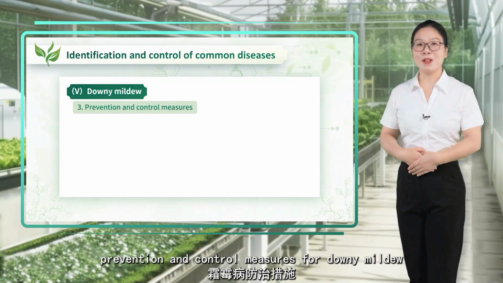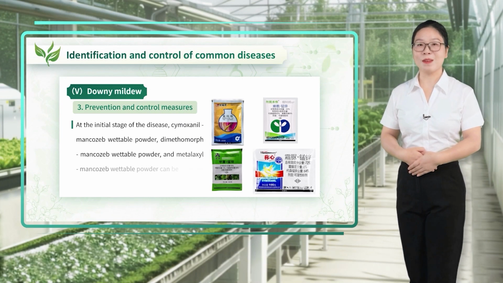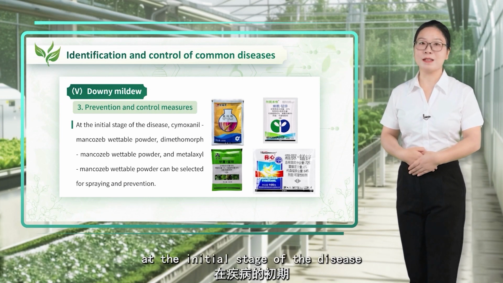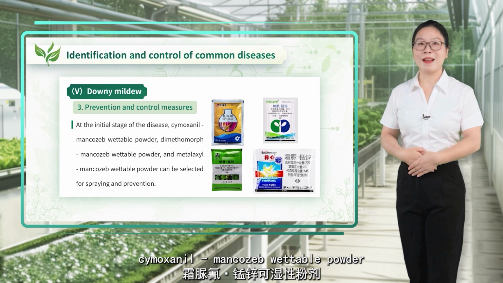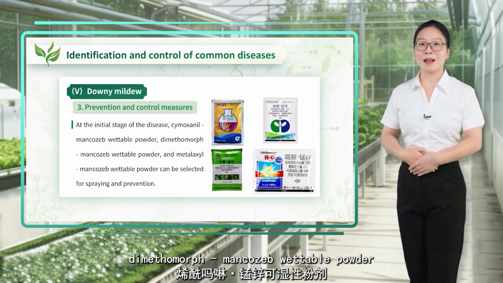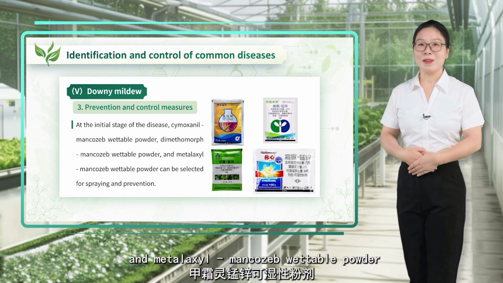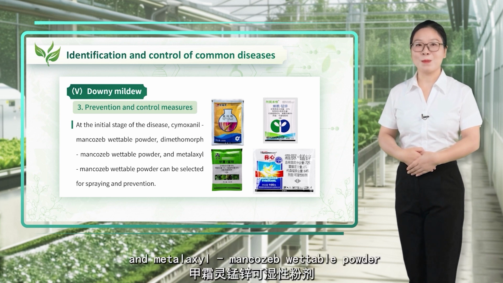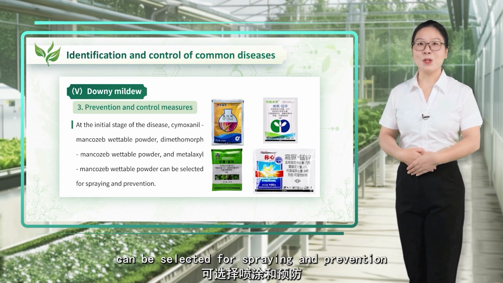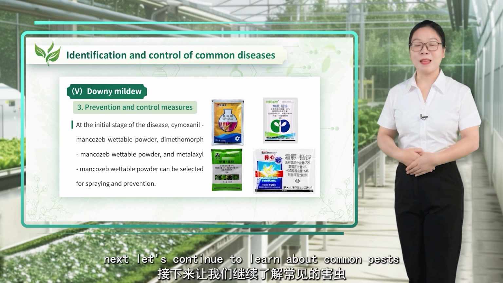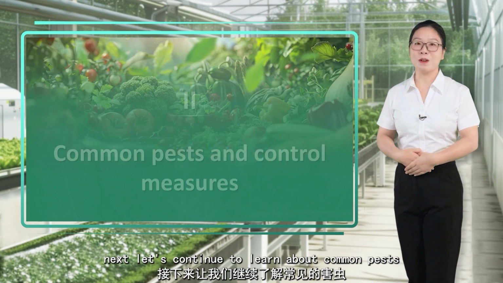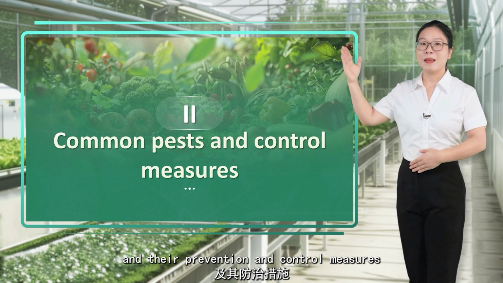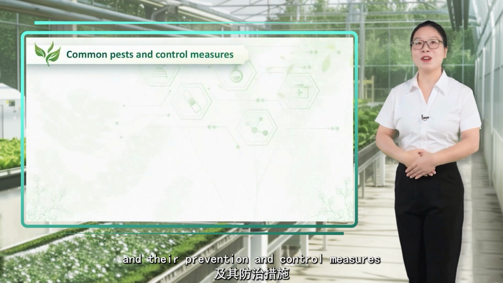Prevention and control measures for downy mildew. At the initial stage of the disease, simazanol mancozeb wettable powder, dimethomorph mancozeb wettable powder, and metalaxyl mancozeb wettable powder can be selected for spraying and prevention. Next, let's continue to learn about common pests and their prevention and control measures.